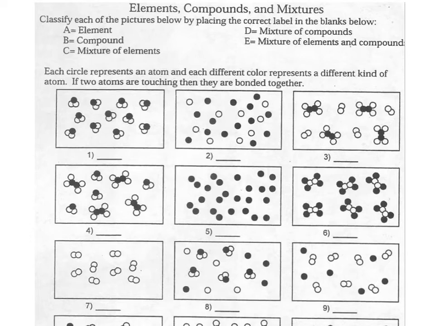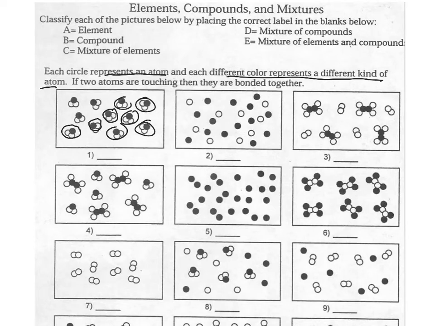It says each circle represents an atom, and each different color represents a different kind of atom. If two atoms are touching, then they're bonded together. So if we look at this first one here, I'm just going to look at one particle. We've got a black one combined with two white ones. All of these look exactly the same.